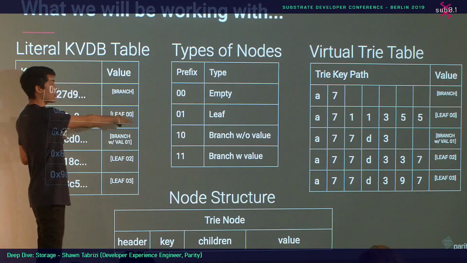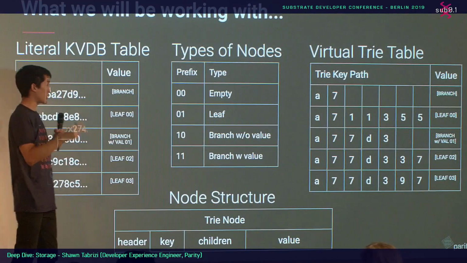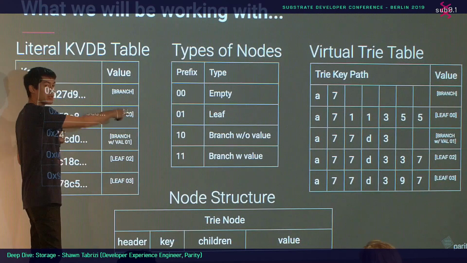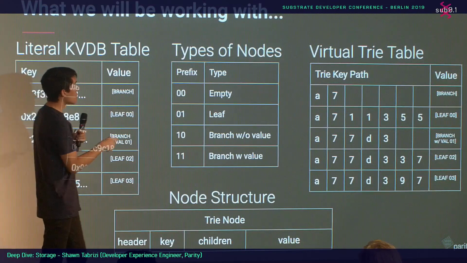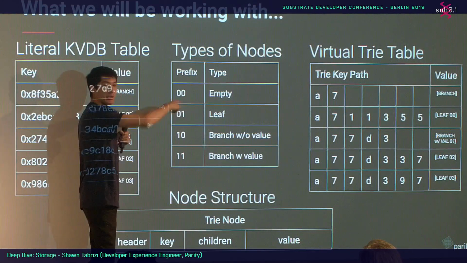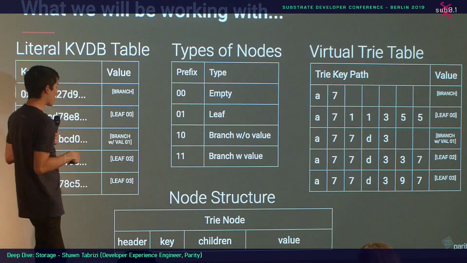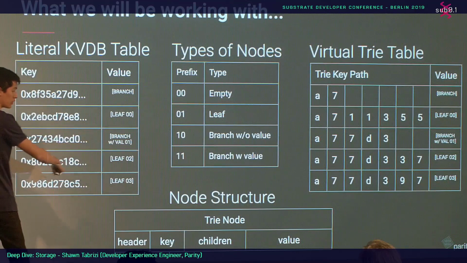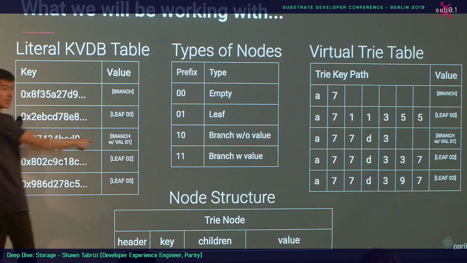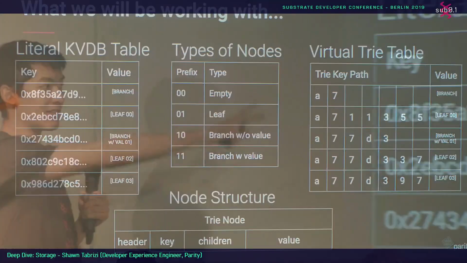There are these different kinds of nodes we support. In the Merkle trie, you have these leaves, you have branches, and you can see branches can have values or no values, and I'll talk about that a little bit later too. We have a virtual trie table, so this is the actual keys that you might be most familiar with, the things that you're actually using. And of course we have a node structure. The actual node of a trie has these different components, like the header, the key, the children, and some value, okay? So this is the lay of the land, and now let's look at a very complicated graph.